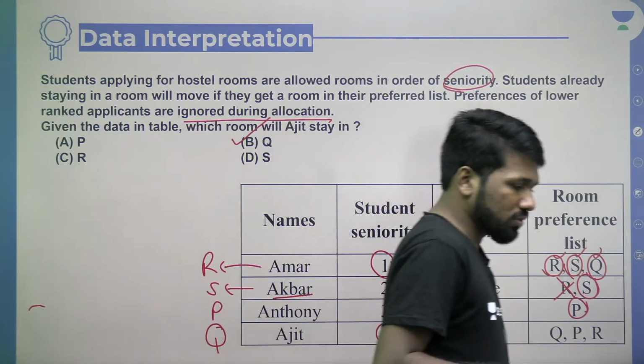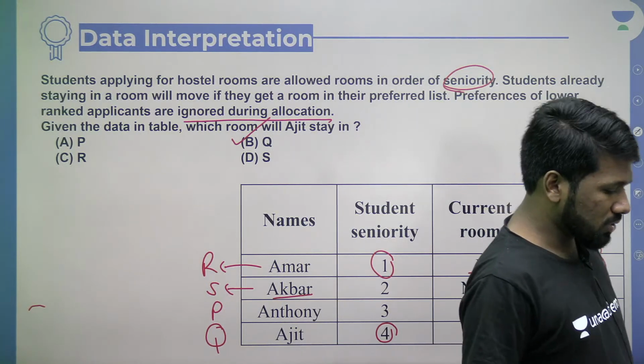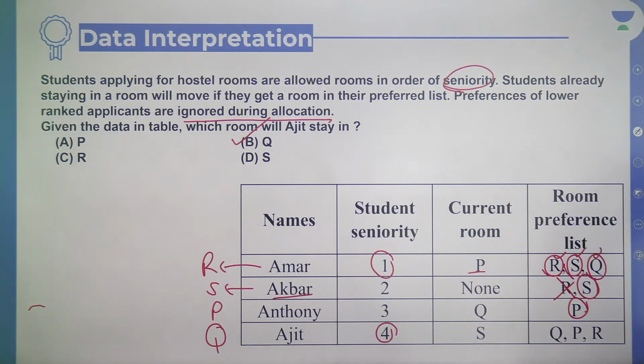Option B, Q. It is very simple, na? Please respond, is this clear or not? It's a very simple question.